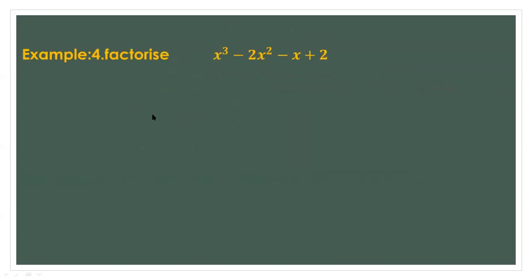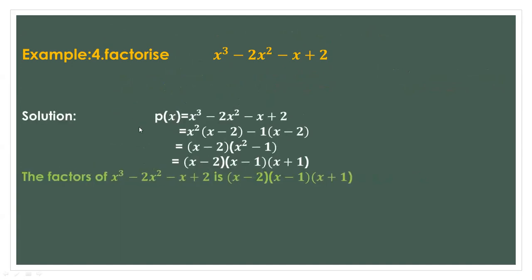So next, one more example here, x cube minus 2x square minus x plus 2. We have a solution for this. So p of x is equal to x cube minus 2x square minus x plus 2. Here directly you can take the common factor, that is x square, left is x minus 2, minus 1 we can take as common, x minus 2. Next take common factor x minus 2, and left is x square minus 1.